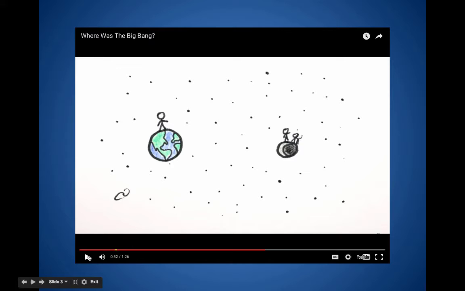But the reality is that if we go to another place in the solar system or in the universe, you're going to have that same effect. You're going to get the same thing going on where it appears that everything is expanding out from that point, from that location. So it's really all a matter of perspective.